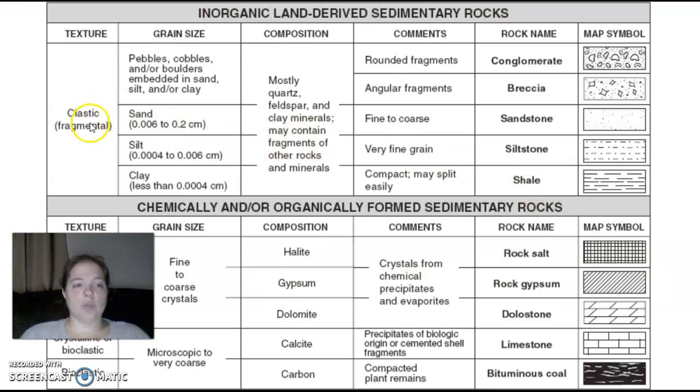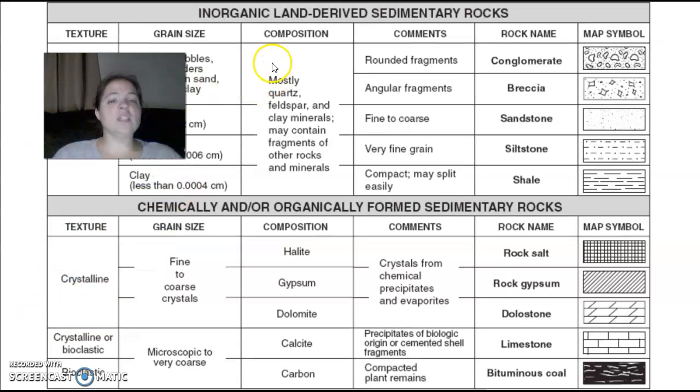Okay, I just wanted to show you what we were talking about. Here are some comments: rounded fragments, angular, fine, coarse, very fine, compact, may split easily. You can see the map symbols right there, and these are all classic. Grain size is how I find out what size they are. These are the bigger ones, and it's getting smaller, smaller, and smallest. It does say what they're made of, but because they're all kind of made of the same thing, you don't really look at composition too much. It's more the comments and grain size.